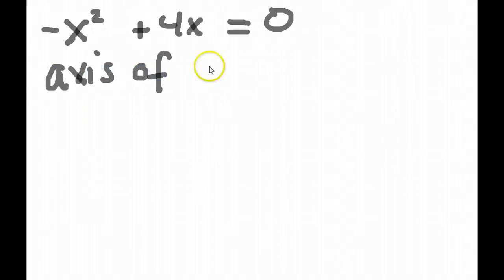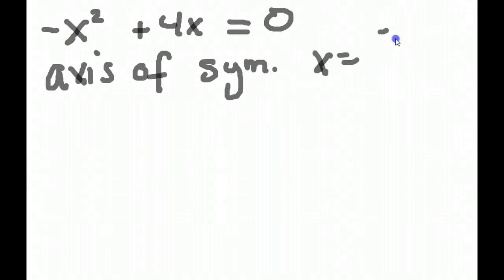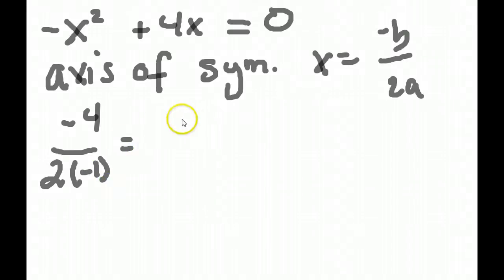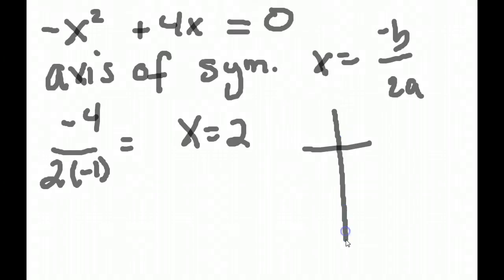So the first thing we need to do is find what? Yeah, the axis of symmetry, right? Which is finding that x. Which is x equals negative b over 2a. And so in this instance, we have negative 4 over 2 times negative 1. So x equals 2. So then we need to make a table.